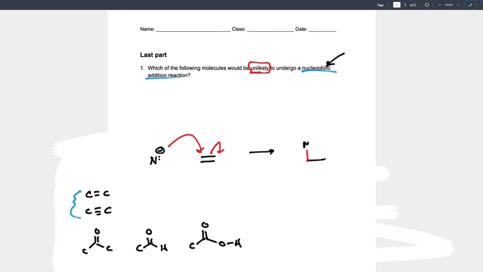Drop in a hint. Okay, what they're connected to. Okay, can you elaborate more on that? These would be polar pi bonds. These would be non-polar pi bonds because of what that carbon is connected to. Okay?